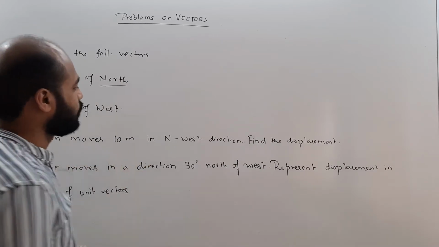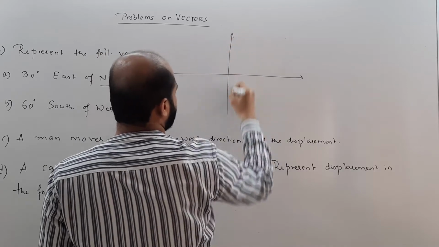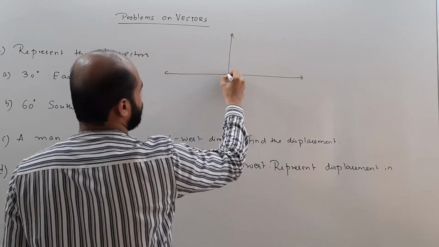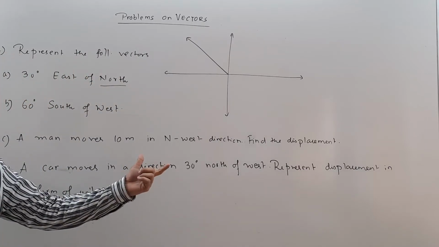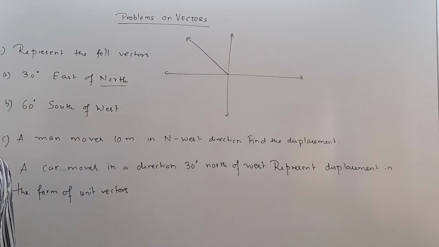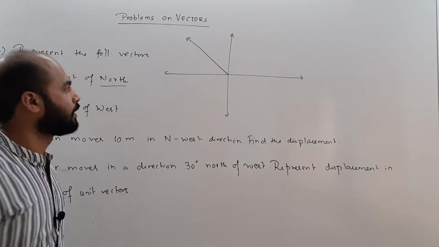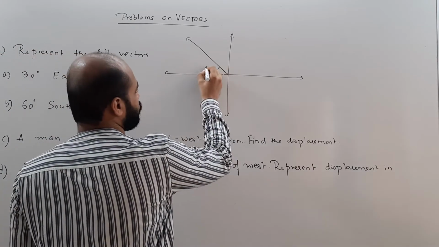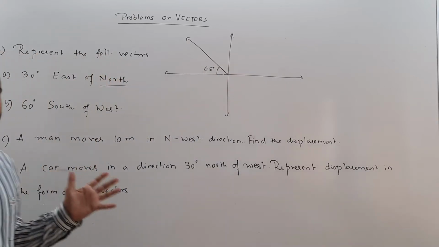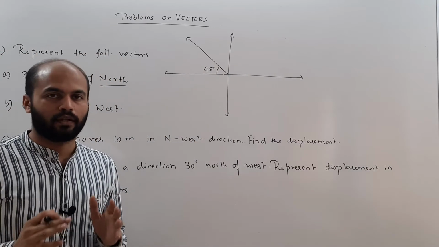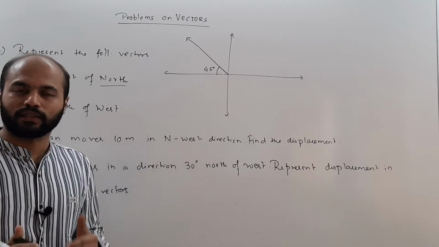So 10 meters in northwest direction, that means this is north and this is west. So it's moving like this. And whenever the angle is not specified, and just a direction like northwest or northeast or southwest or southeast is given, it means that this angle has to be 45 degrees. So either they will mention that the angle is 45 degrees, or you have to understand that just because it's northwest direction, it has to be 45 degrees.